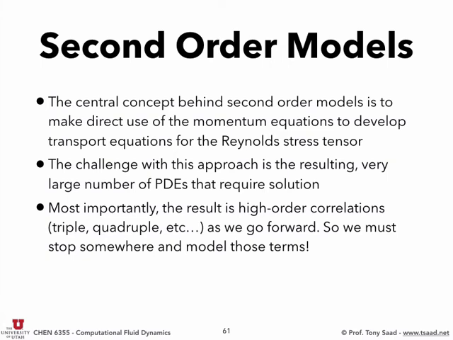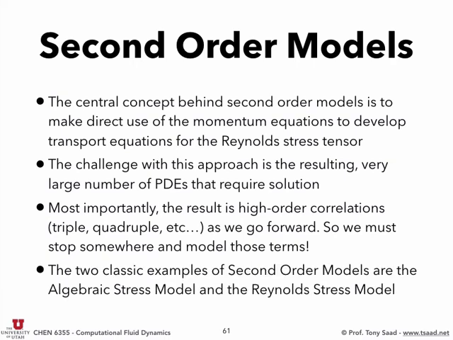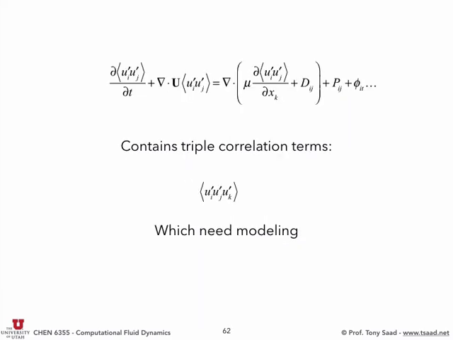But the further away you model, the better you're going to compute things, okay? So the Reynolds stress model, or the second order models, do perform much better than first order models. And there are two classic second order models, the algebraic stress model and the Reynolds stress model. I'll show you very briefly what the first one looks like.